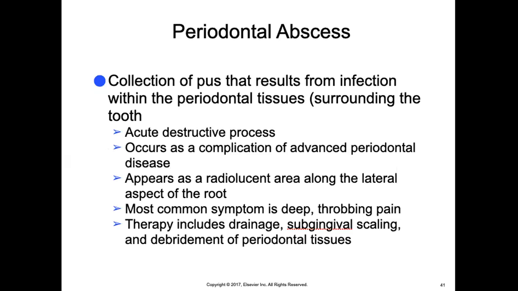A periodontal abscess is a collection of pus that results from infection within the periodontal tissue. So these are tissues surrounding the tooth. It is usually an acute destructive process and occurs as a complication of advanced periodontal disease, appears as a radiolucent area along the lateral aspect of the tooth. Its most common symptom is a deep throbbing pain. Therapy includes drainage, subgingival scaling, and debridement of the periodontal tissues.